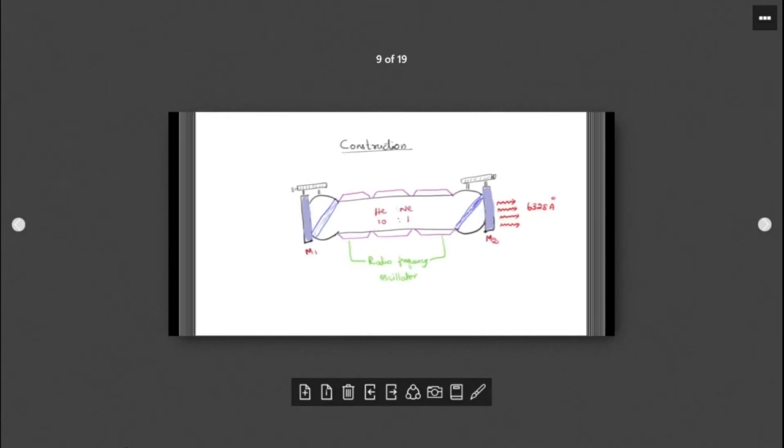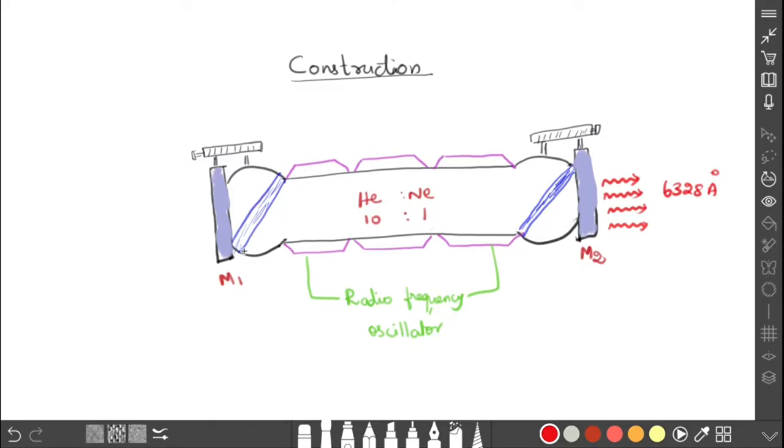This is the construction part. This tube is called the gas discharge tube. It is made up of quartz material. Inside the tube, they have taken a mixture of helium and neon in the ratio of 10:1. From this we can understand that the number of helium atoms is greater than the number of neon atoms.